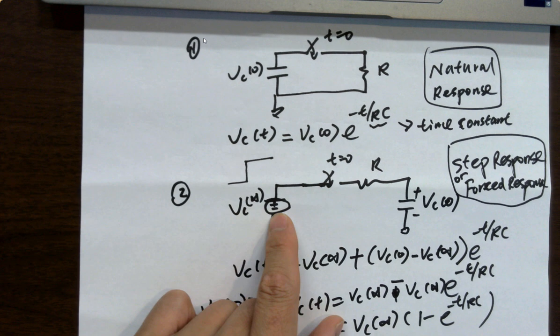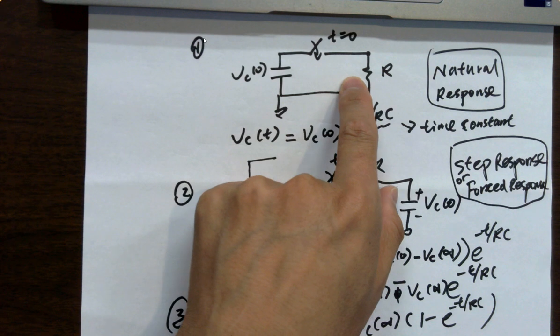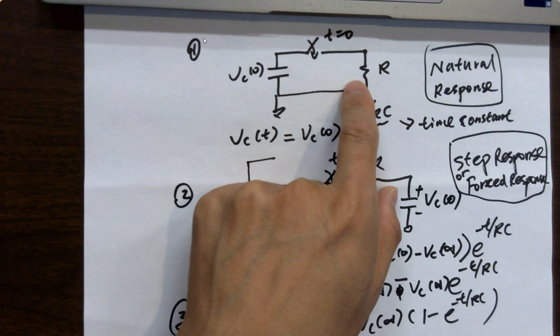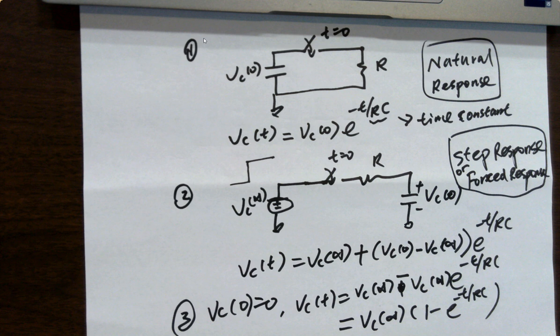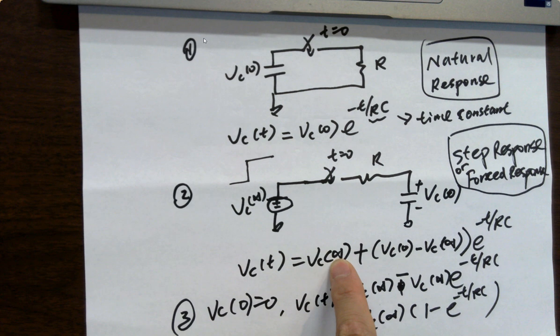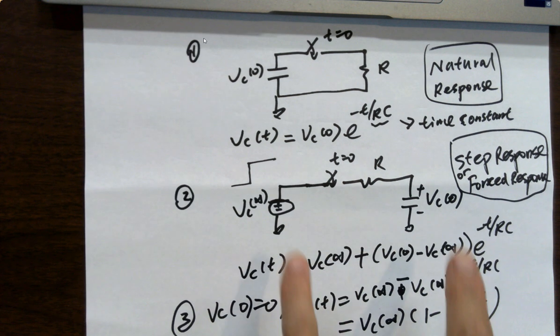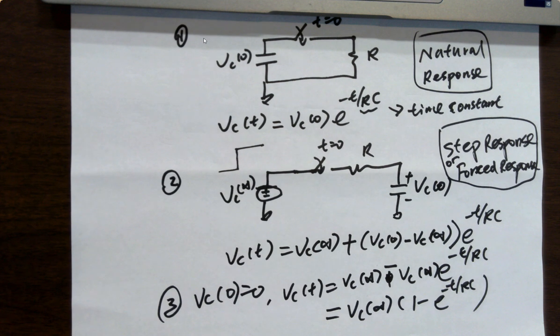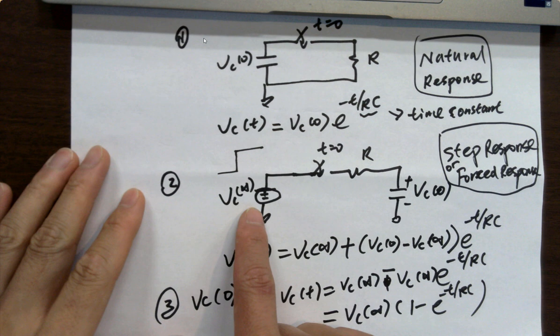However, if the voltage source is 0, it becomes the same case. Could your voltage source just be less than whatever your VC naught is? It doesn't matter. Eventually, you'll be forced to this voltage. Yes, it's possible. It could be less, could be more. Doesn't matter. But eventually, because this is supported by what?